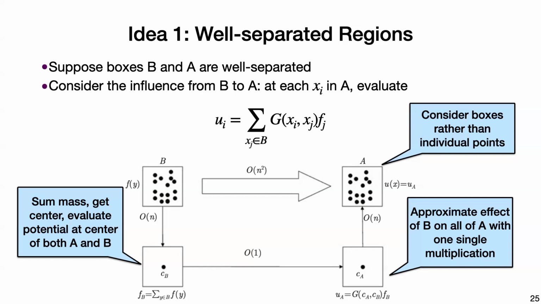So this is a very coarse-grained approximation, but it will reduce the time significantly from n squared to order n, because it takes order n to collapse all these points into this one point. It takes order n to collapse all those points into this one. It takes just order 1 to compute B onto A.